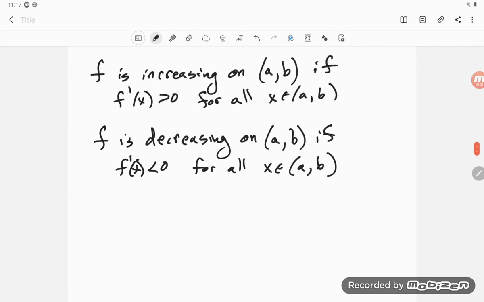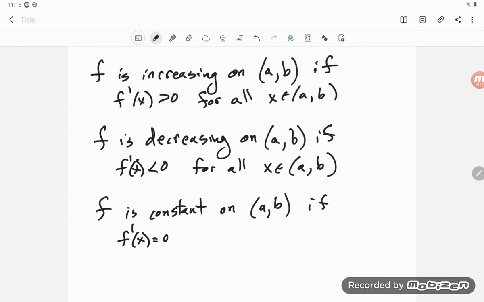And, well, it could also be constant on that whole thing. f is constant on an open interval AB if f prime of x equals 0 for all x element of AB.